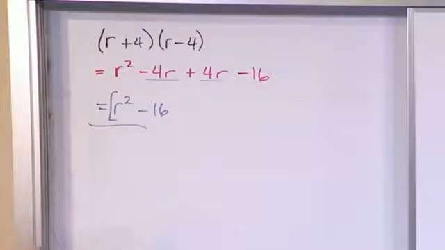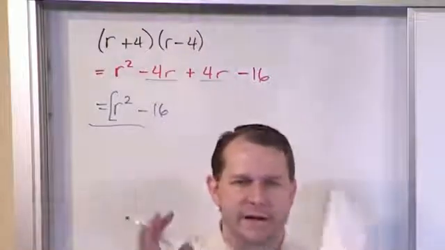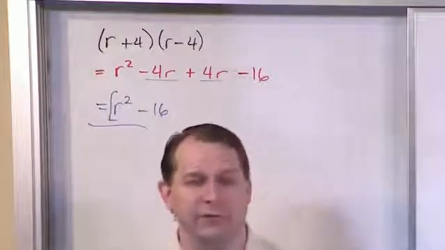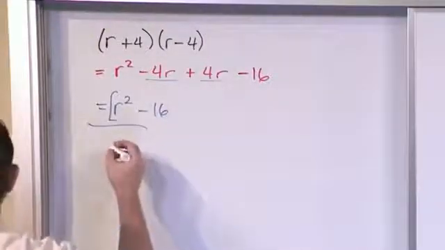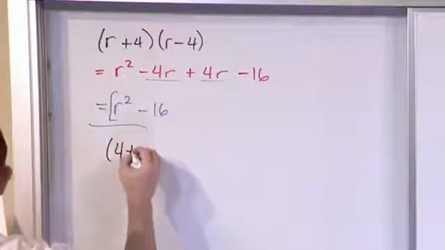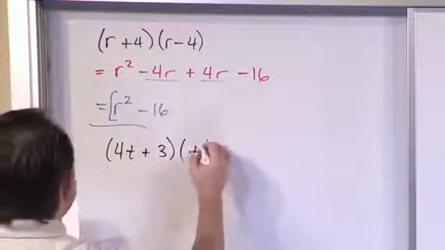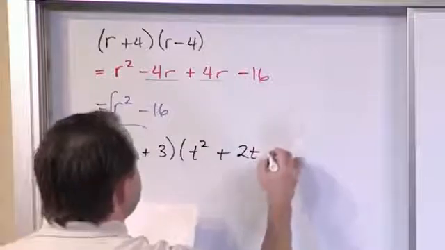All right. Now let's switch gears a little bit. I think we've done enough of the FOIL method to show you that it's pretty easy. You have a binomial times binomial. I showed you how to multiply it. I even showed you where it came from, which is just basically distribution. So what if you're given something that looks a little bit crazy like this? 4 times t plus 3 multiplied by t squared plus 2 times t plus 3.